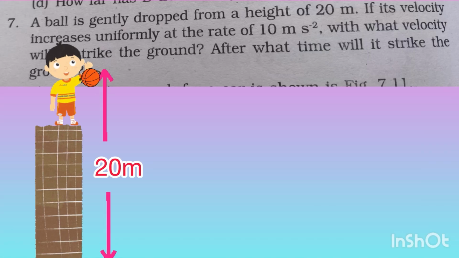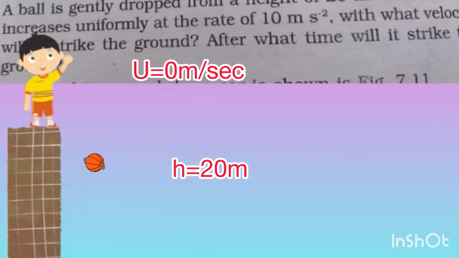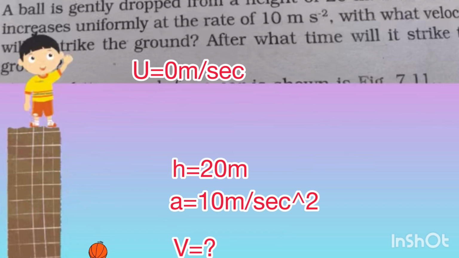Question number 7. A ball is gently dropped from a height of 20 meter. If its velocity increases uniformly at the rate of 10 meter per second square, with what velocity will it strike the ground? After what time will it strike the ground? Now this question is just opposite of the previous question. In the previous question, the object was thrown in upward direction, while in this question, the object is dropped in downward direction.